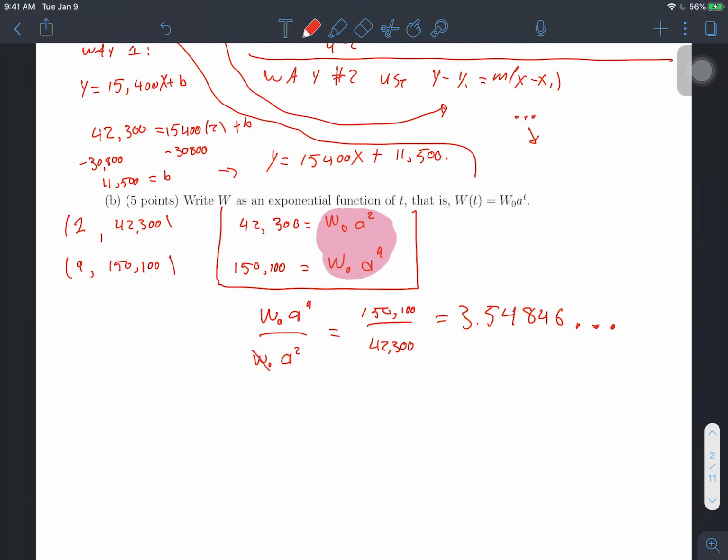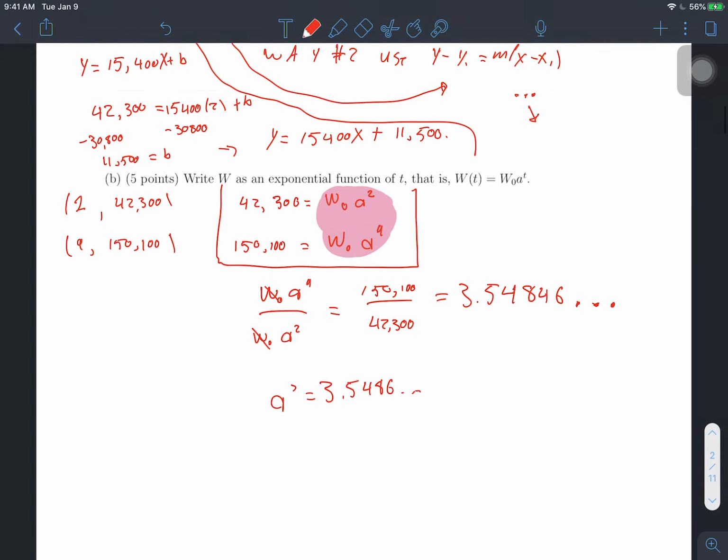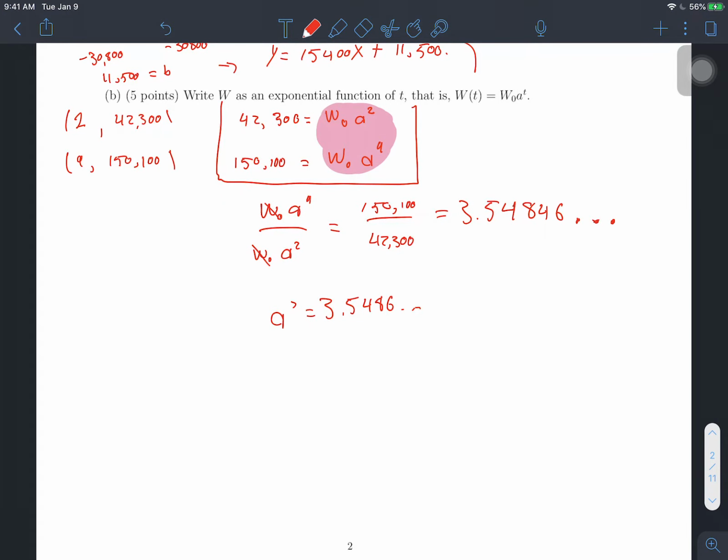Well, w naught divided by w naught is just 1, and then we have a to the power 9 divided by a to the power 2. The way we do that one is by subtracting the powers. So we're going to get a to the power 7 equals 3.5486... And then we're going to compute a by taking the 7th root of this thing.